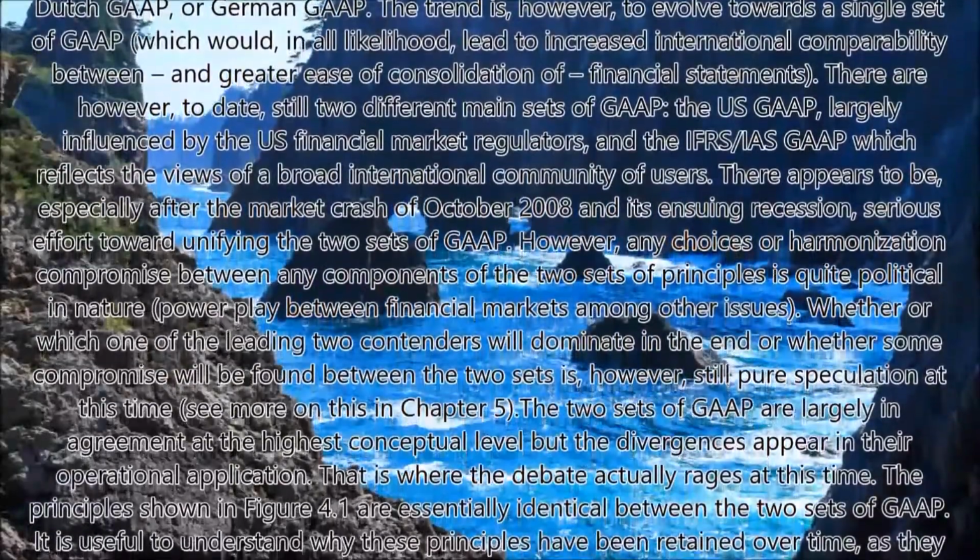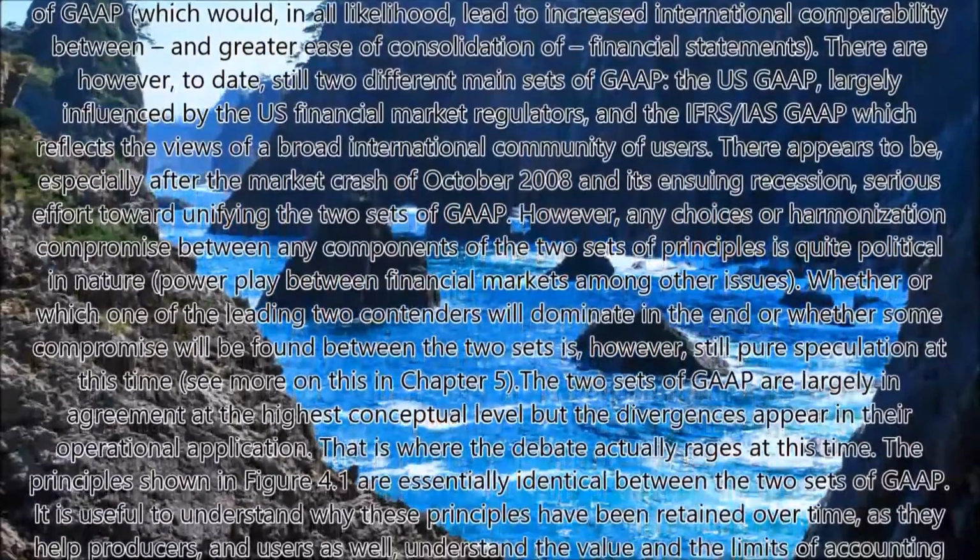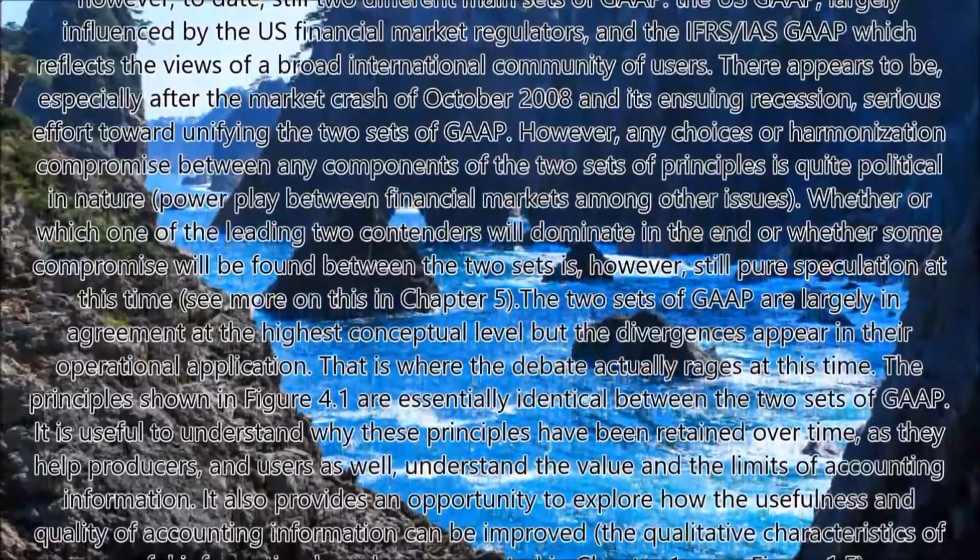The two sets of GAAP are largely in agreement at the highest conceptual level, but the divergences appear in their operational application. That is where the debate actually rages at this time. The principles shown in Figure 4.1 are essentially identical between the two sets of GAAP.